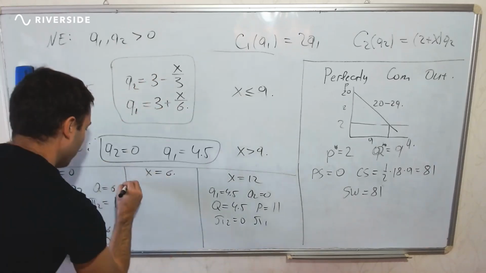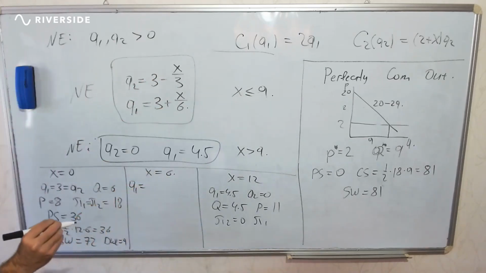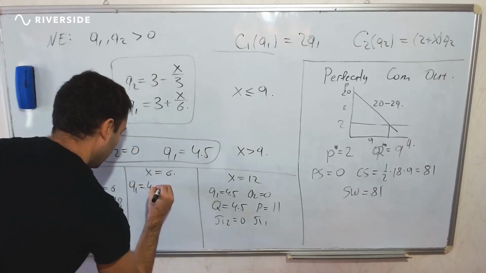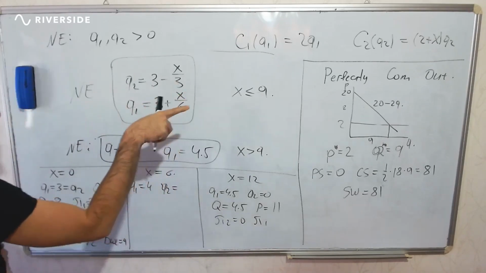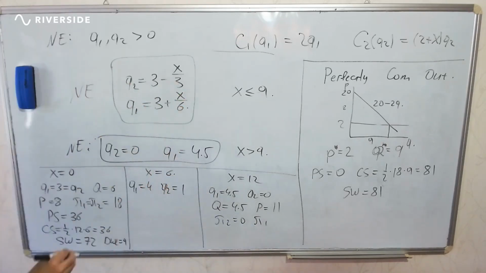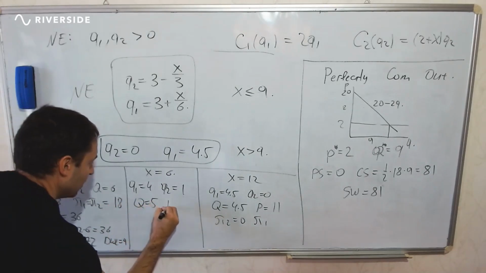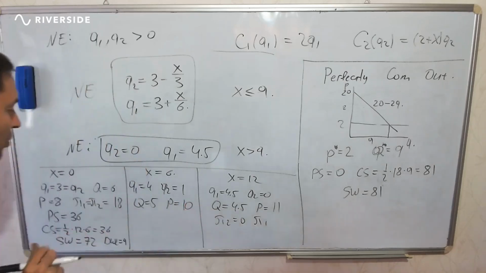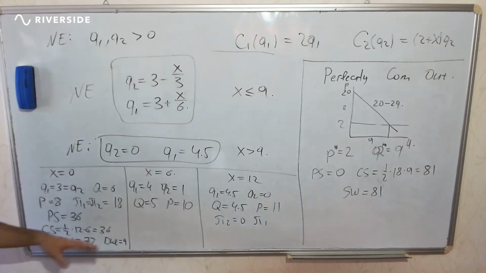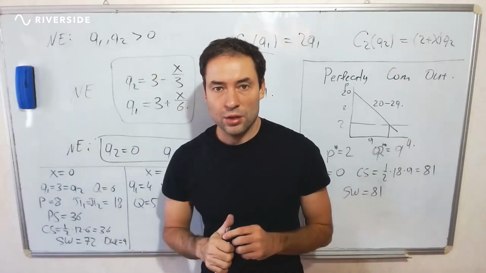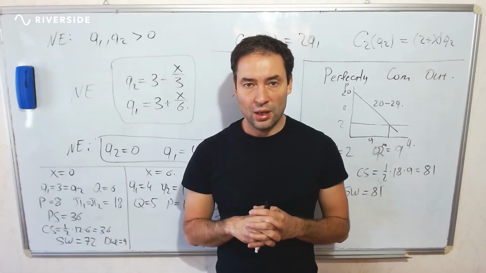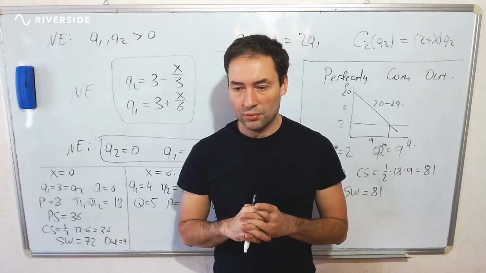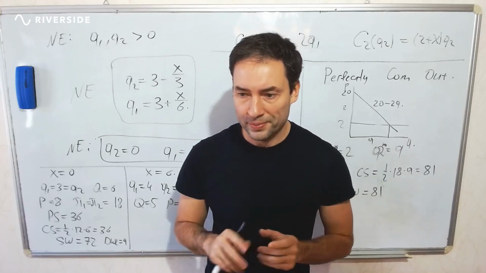For the case with x equals 6, both firms will be producing. Then Q1 will be 4 and Q2 will be 1. Total quantity will be 5, and the price will be 10. You can calculate the rest; here it's a little bit more calculation. Hopefully this is enough to solve this problem and work your way through it. Thank you.